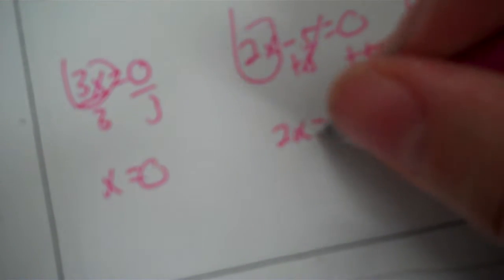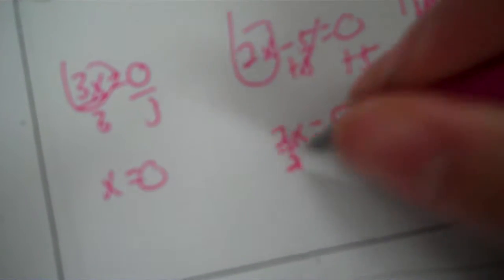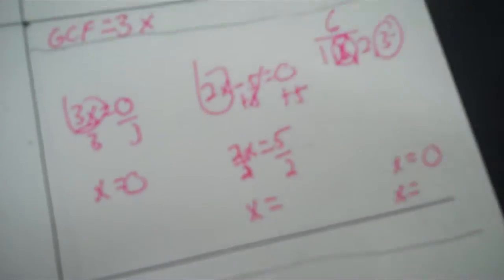Now we can solve. So 3x equals 0, 2x minus 5 equals 0. Divide by 3, I get 0. So 2 multiplied by x equals 5, and then I must divide by 2. So 5 divided by 2 is 2.5. Okay, next problem.